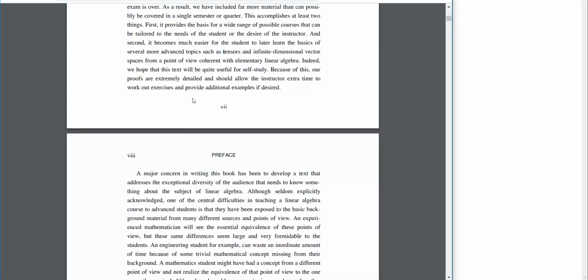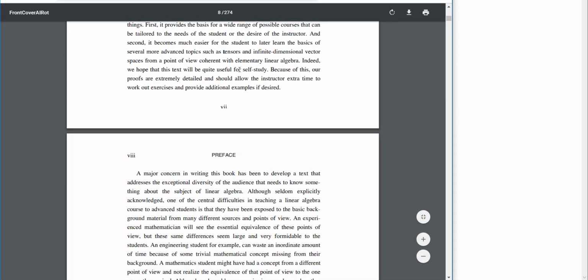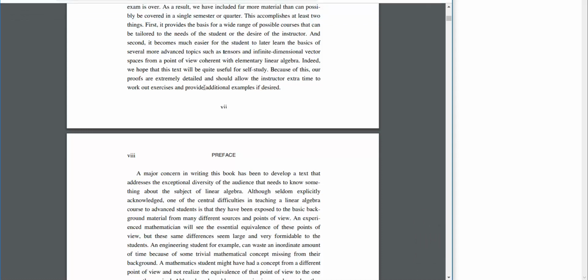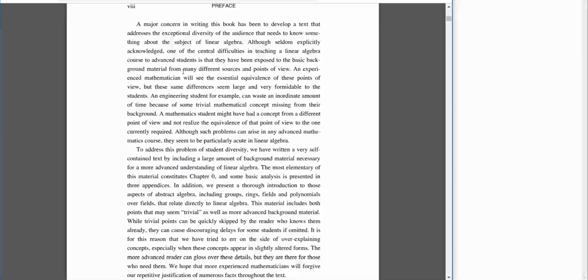Oh, I love this. I see this is intended for self-study, so they've structured the book in a way that the proofs are extremely detailed, and this is crucial. To me at least, I find it very important understanding the details of how things work rather than understanding just the concept. Work out exercises, alright, that's good.